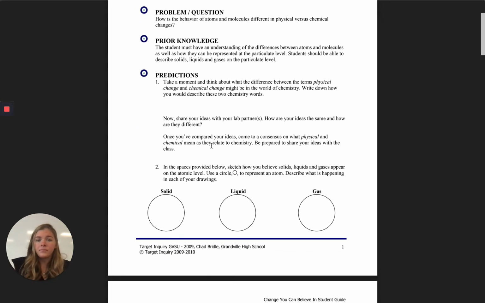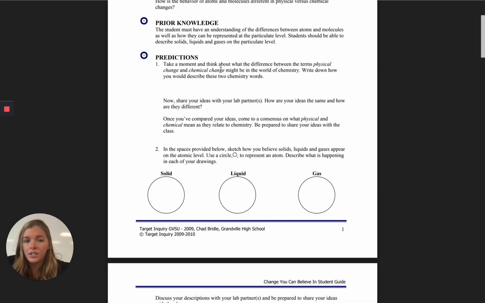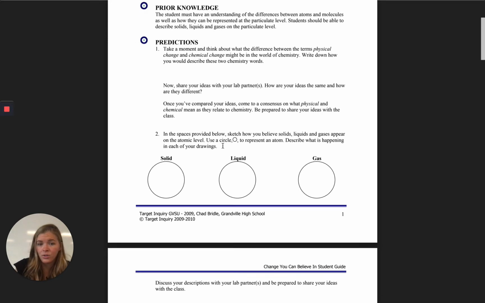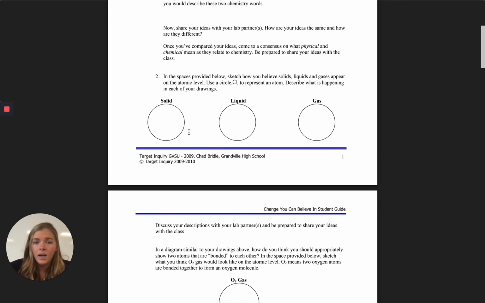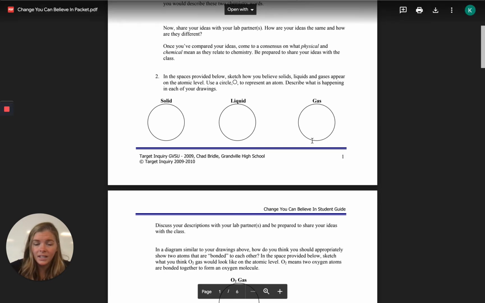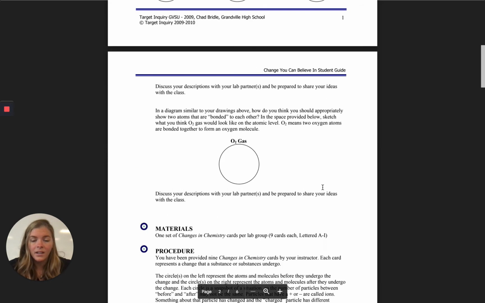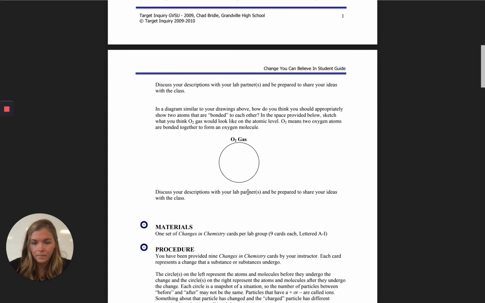You have a couple of questions to start off with here. Take a moment and think about the difference between physical change and chemical change. Write down how you would describe the differences. We already have taken notes on that, so make sure you think about those. Atomically represent what a solid, liquid, and a gas look like at the atomic level. If you aren't sure about that, please email me and we can go over that together. And then write how O2 would look. How would those atoms bond together?